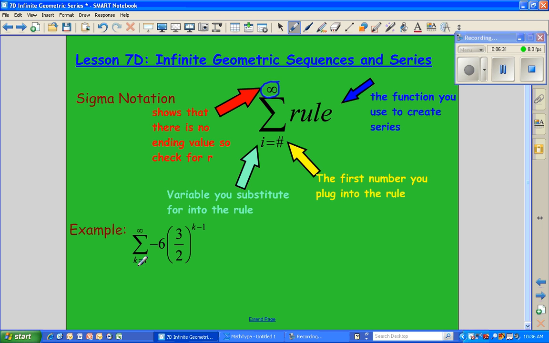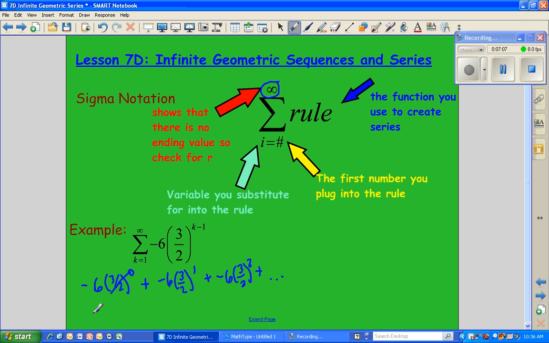So when you're looking at this, you probably should expand this out. So we have -6 (3/2) to the 0 power, if we plug 1 in, plus -6 (3/2), plug 2 in, you get a 1 there, plus -6 (3/2) squared. And of course, you'll show this with the dot, dot, dot. So if you were asked to expand this sigma notation, this would be your first step.